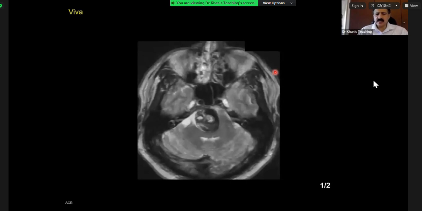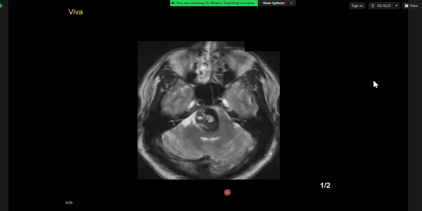Just describe it. This is another giant aneurysm, but having said that, can you just describe it? So it's again a rounded lesion anterior to the pons, causing some displacement and distortion of the outline of the pons. The internal signal is quite heterogeneous with areas of high signal mixed with low signal. There's also possibly some surrounding edema in the pons itself.